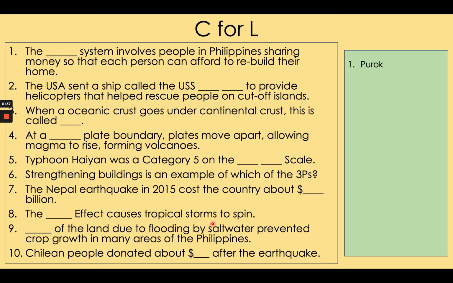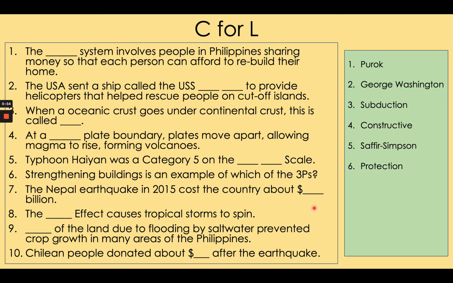Number 1. The Purrock system. 2. George Washington. 3. Subduction or subduct. 4. Constructive. 5. Saffir-Simpson. 6. Protection. 7 is about $5 billion. 8. Coriolis effect, that's a difficult one. If you didn't understand that one, go back to the lesson on that and complete the question again. 9. Salinization. 10. $60 million.